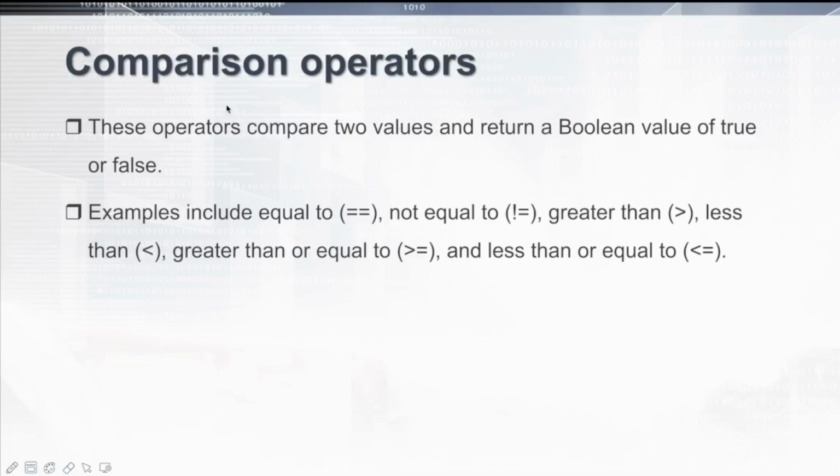So examples of these comparison operators are these. When you are comparing two values, if they are equal, you use this. Not equal to is this, greater than is this, less than is this, greater than or equal to is this, and less than or equal to is this.